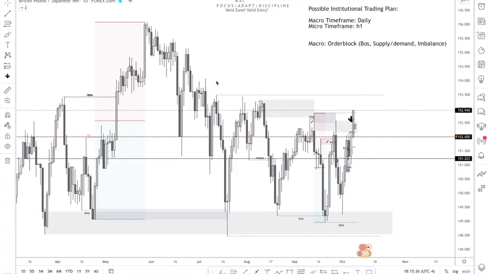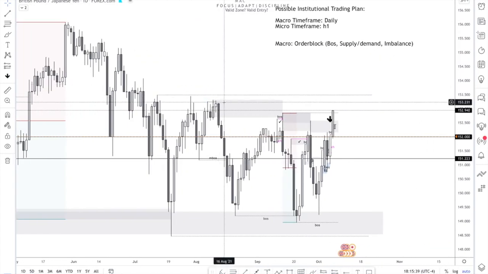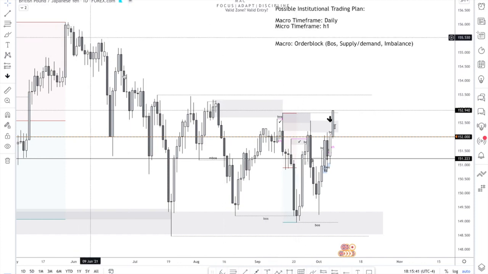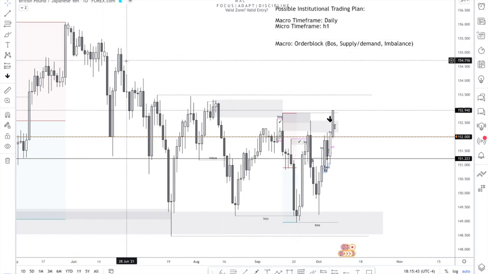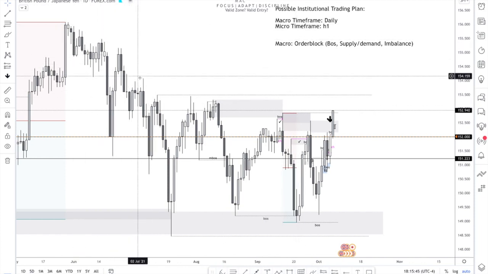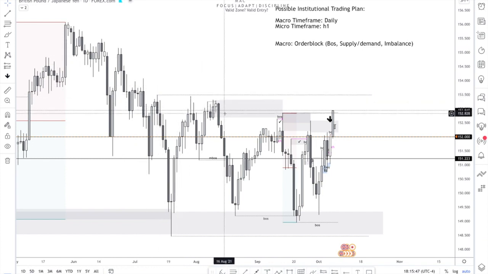Now, let's actually find some examples of this here. Okay, so if we go to the daily time frame on GBPJPY, excuse me, guys, we can see that, let's find an order block. All right, let's find a really good example of an order block.